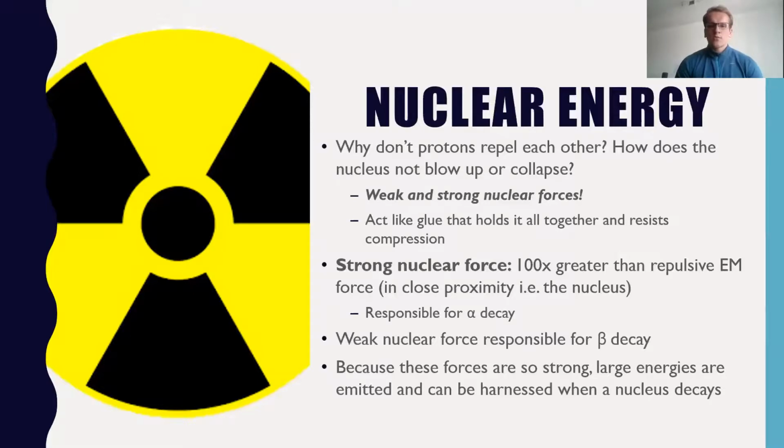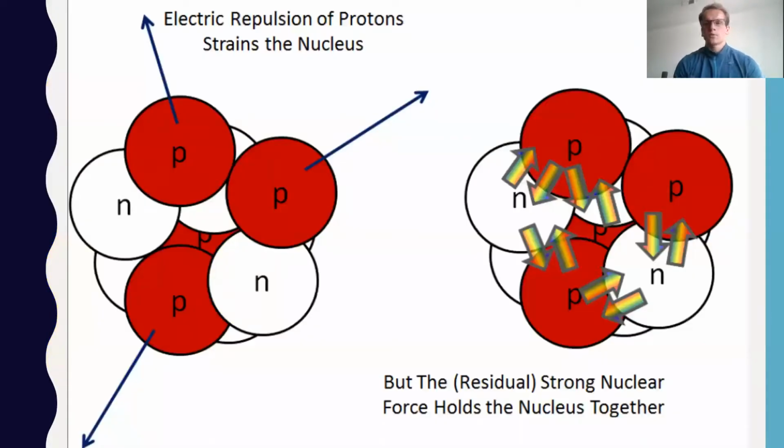So the strong nuclear force in close proximity is 100 times greater than the repulsive electromagnetic force. And it's responsible for alpha decay, whereas the weak nuclear force is responsible for beta decay. And because these forces are so strong, we can harness them by forcing these decays and then capturing that energy. So that's where nuclear reactors and nuclear bombs come in. So electric repulsion of protons strains the nucleus as portrayed here, but then these strong nuclear and weak nuclear forces are the glue that hold the nucleus together.